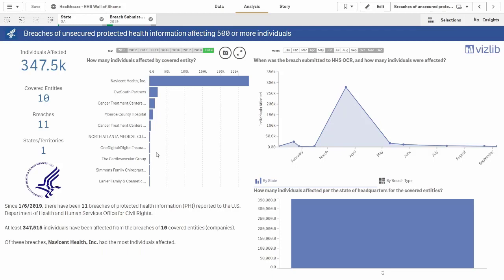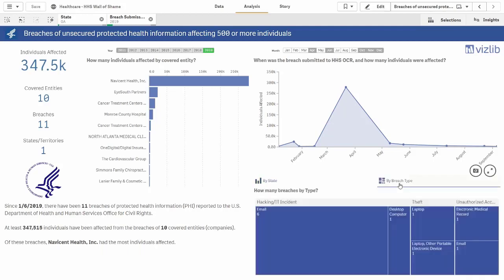These are reported to the government. As long as 500 individuals have been affected, they have to report it. The covered entity has to report this. The health system, the payer, they know what it is. Yep. And so what are the typical breaches?